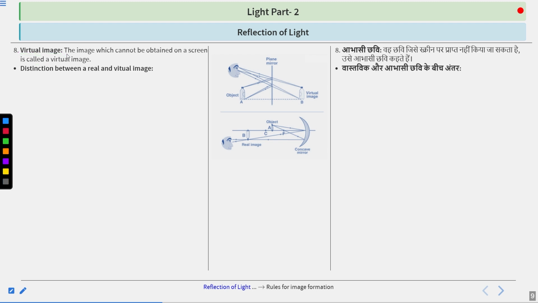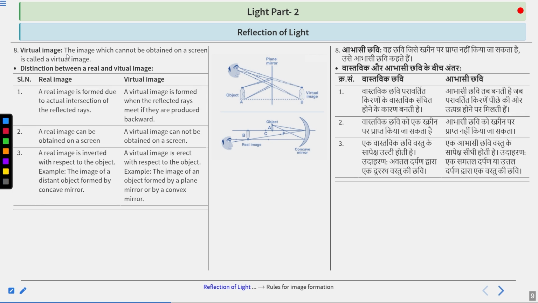What is the distinction between a real and a virtual image? How could you distinguish between them? So this is the distinction between a real and a virtual image. A real image is formed due to actual intersection of the reflected rays. So when the reflected rays, for example, this is the reflecting surface.